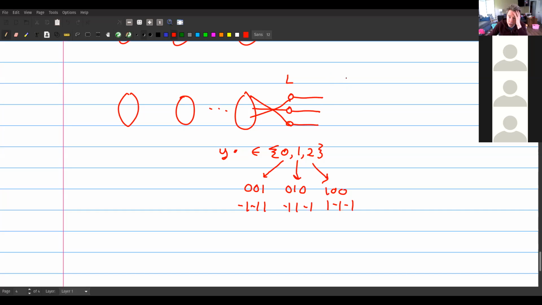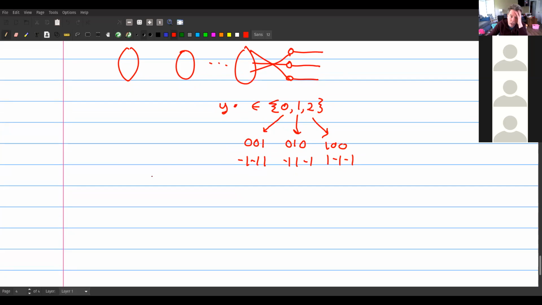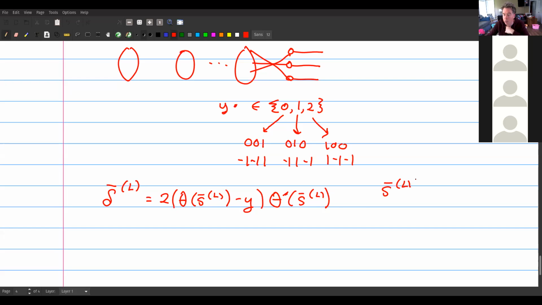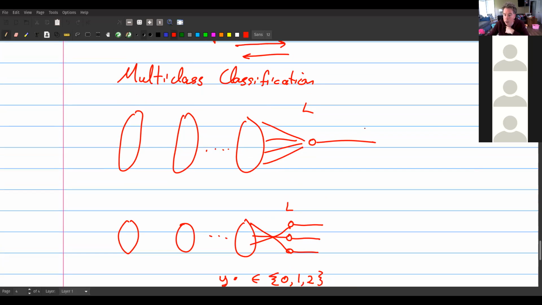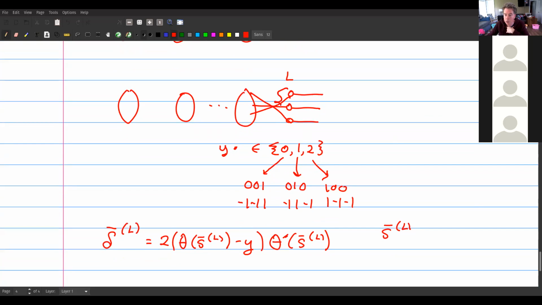So now when you're training, the only part of the code that has to do with the last layer is the initialization of delta L, which is 2 times theta of SL minus y times theta prime SL. It's been our convention so far that SL is a scalar, because there's only one output node, so it's essentially just a number. But now you can think of SL as a vector quantity, with these 3 inputs instead of just one.